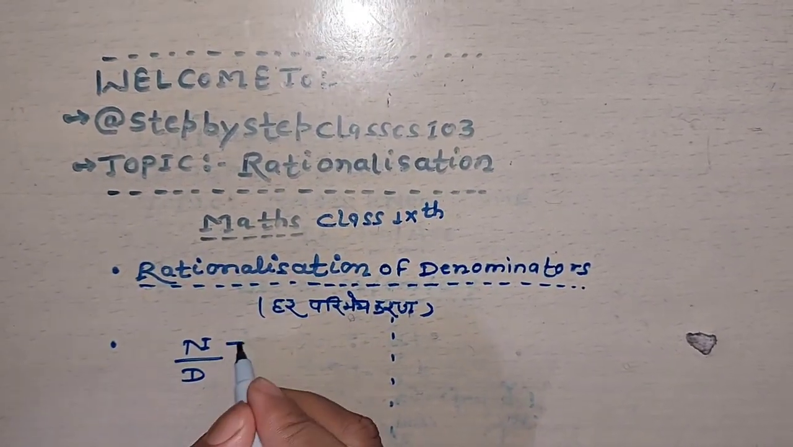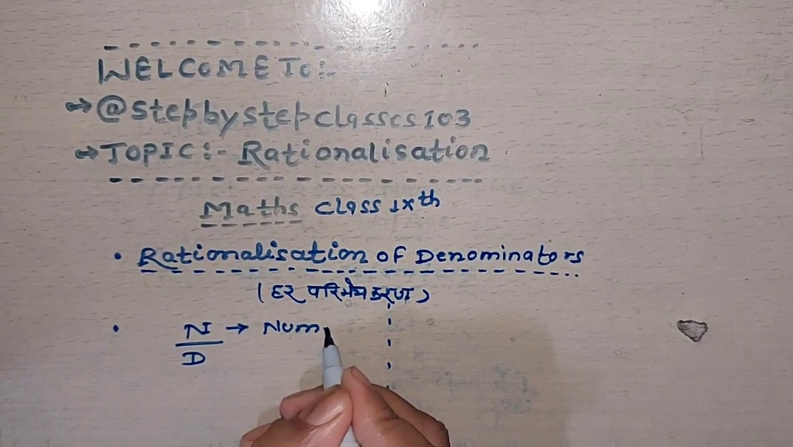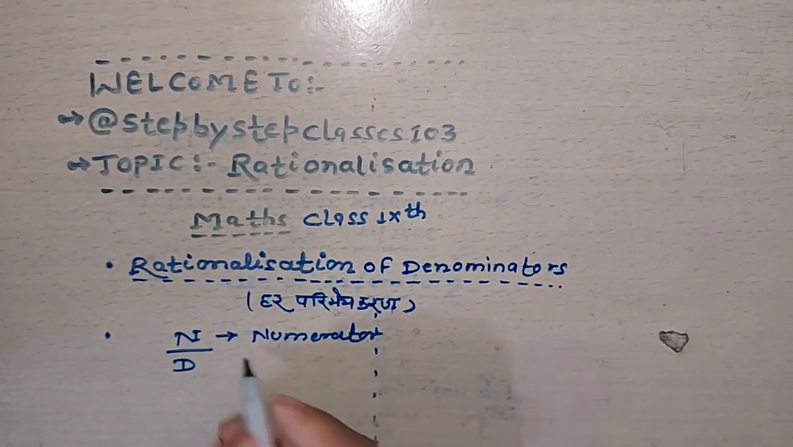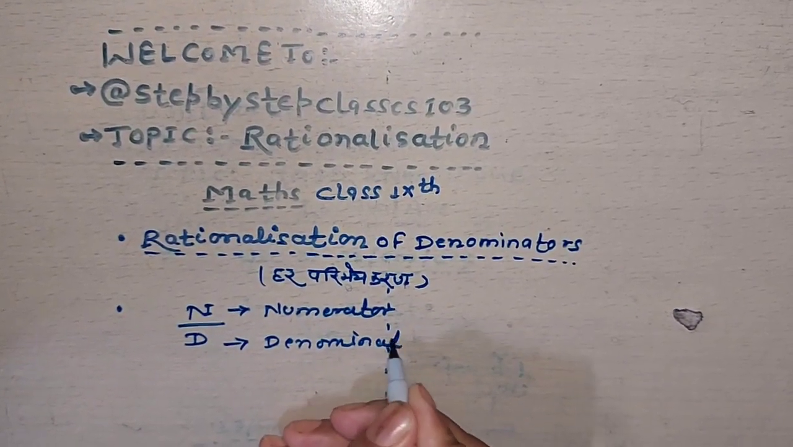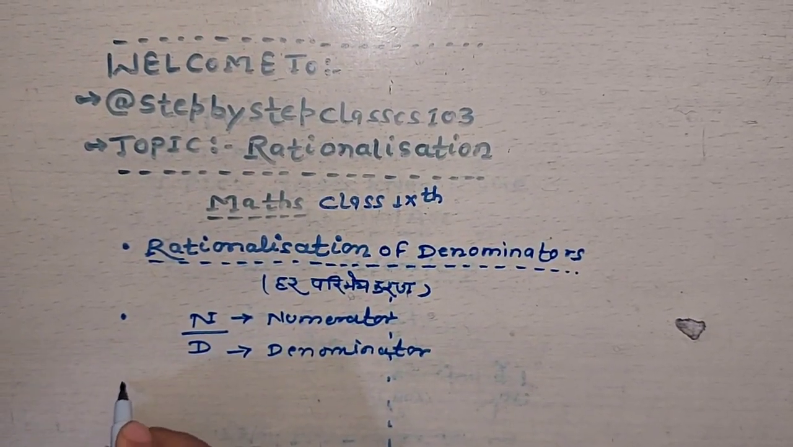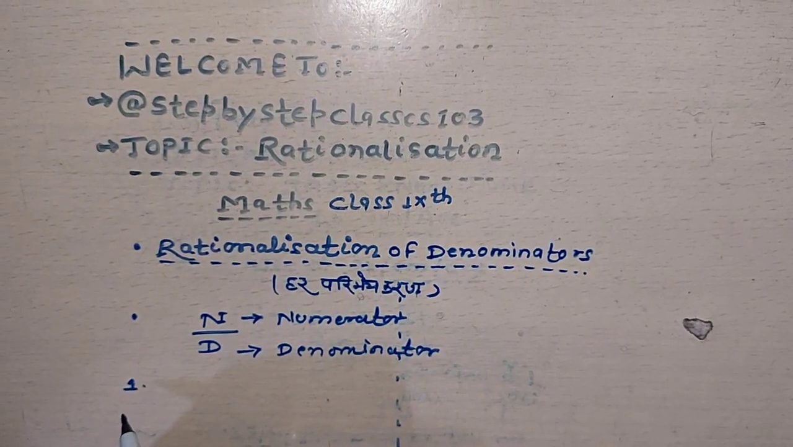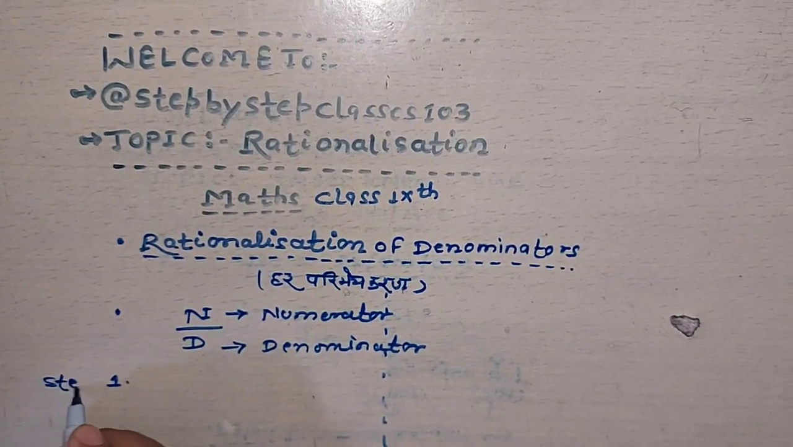As we know that if any number is written in the form of n by d, that means n is numerator and d is denominator. In this topic we will read about rationalization by simple steps.